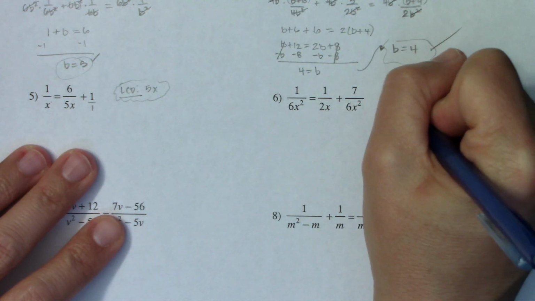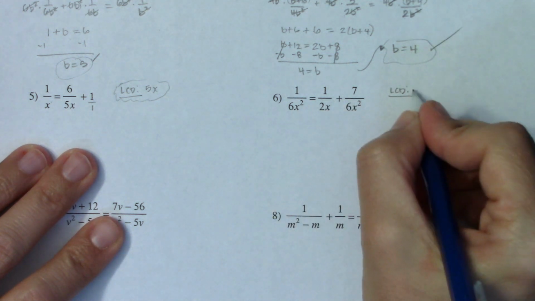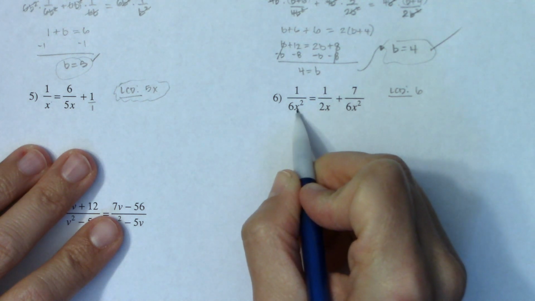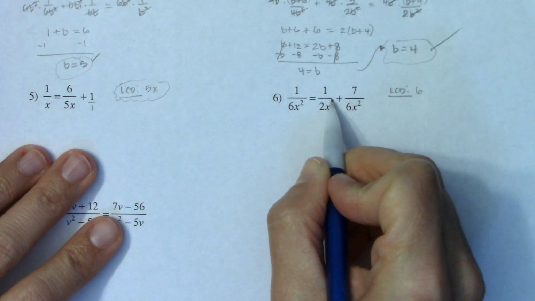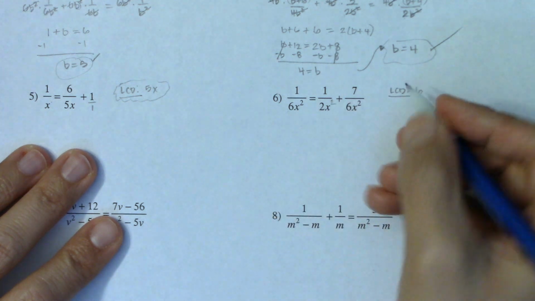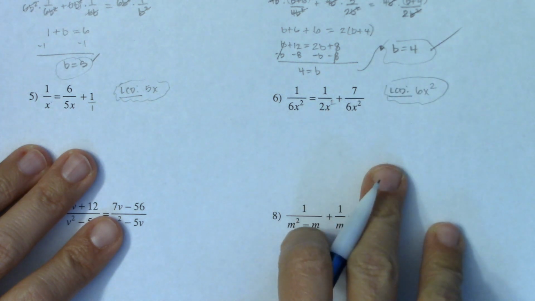Over here, let's see what we have LCD-wise. Okay, so numbers, I have 6, 2, and 6. I will cover my bases with 6. And if I look at my only other factor, it's just x. Here I have x squared, x to the 1, x squared. And when you're building your LCD, you always take that highest exponent. So my LCD here is going to be 6x squared.